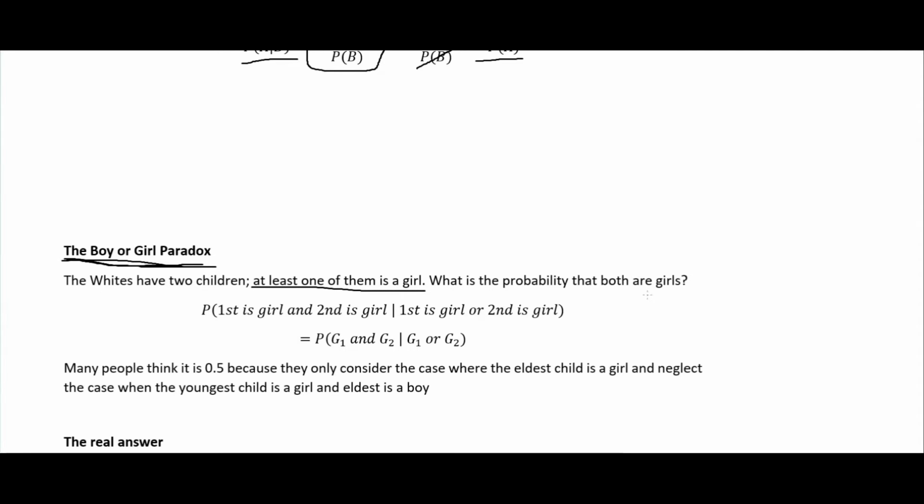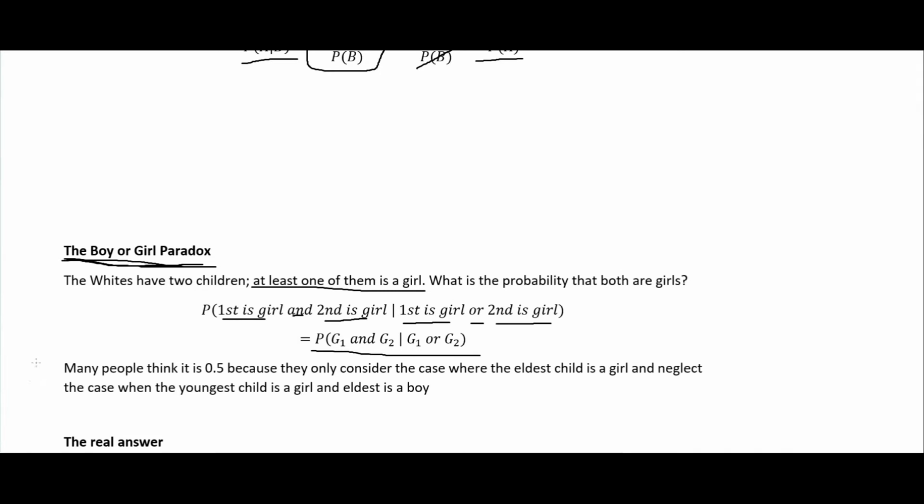What is the probability that both are girls? And so this is the probability that the first is a girl and the probability that the second is a girl, given that the first one is a girl or the second is a girl. And so we can simplify that to this.